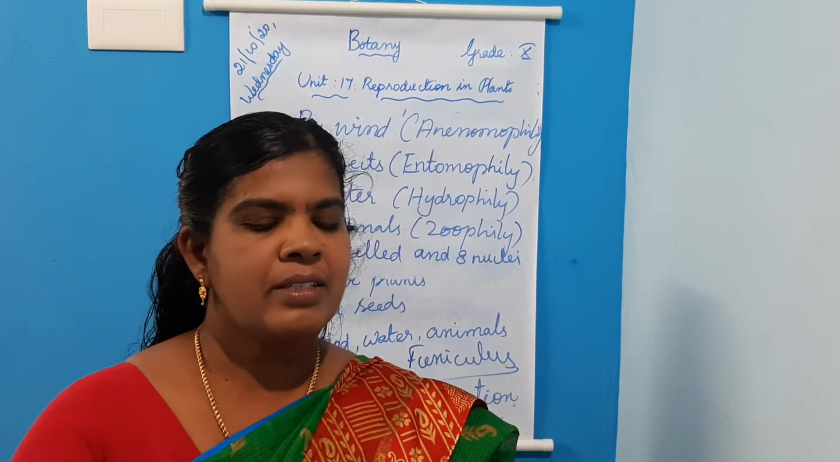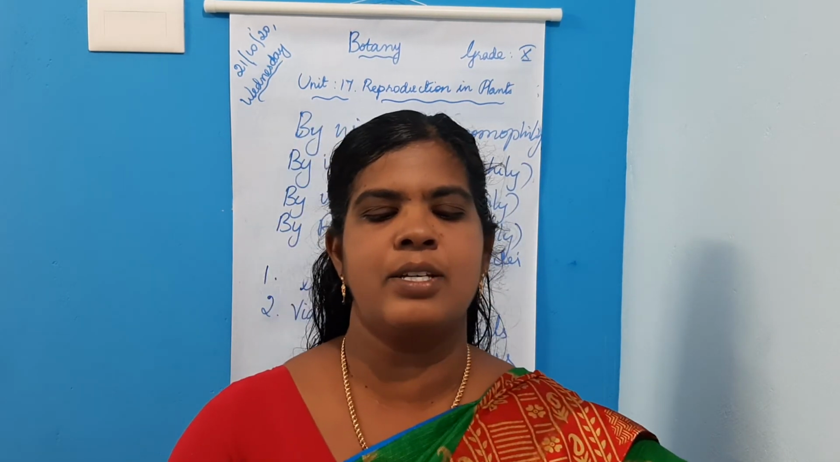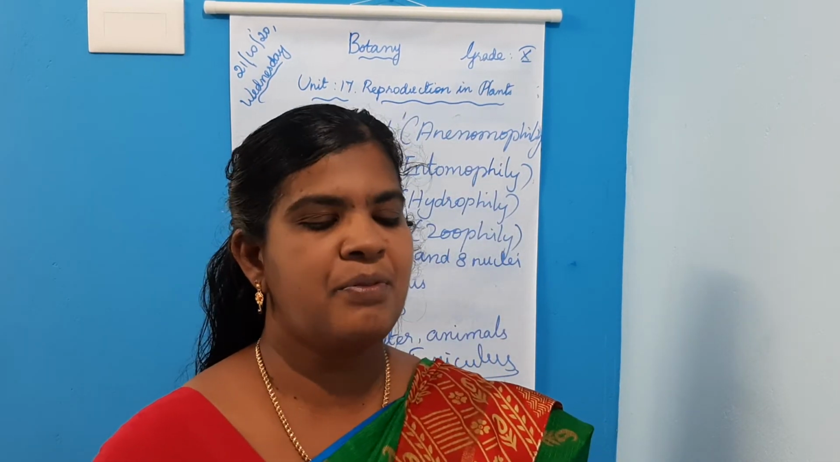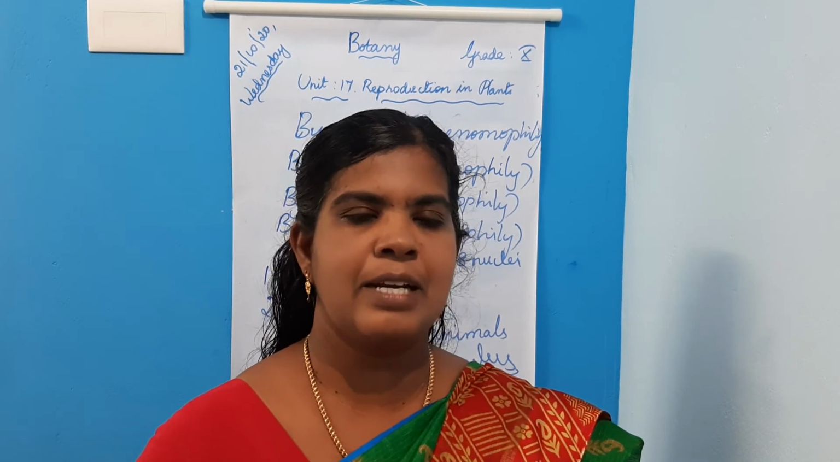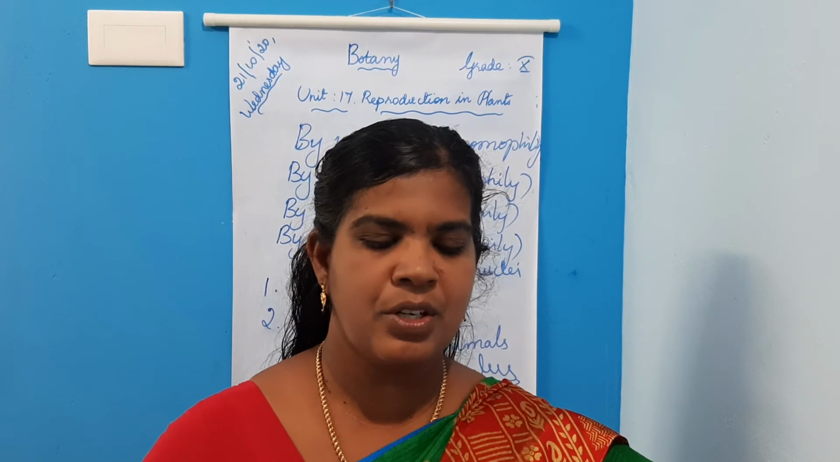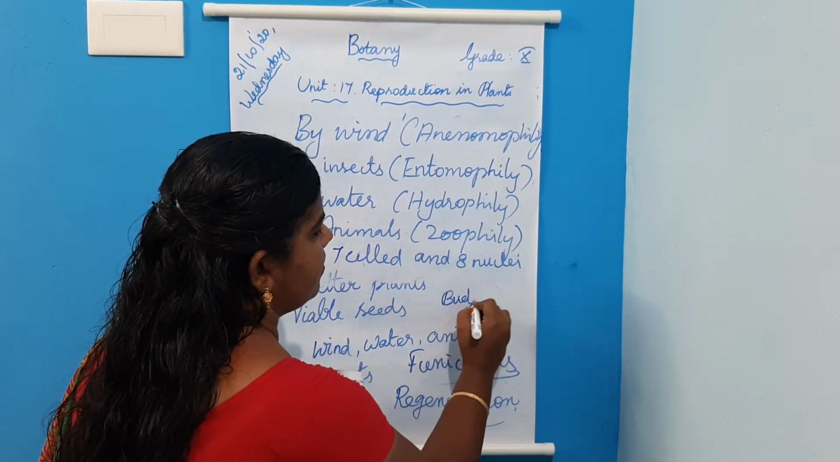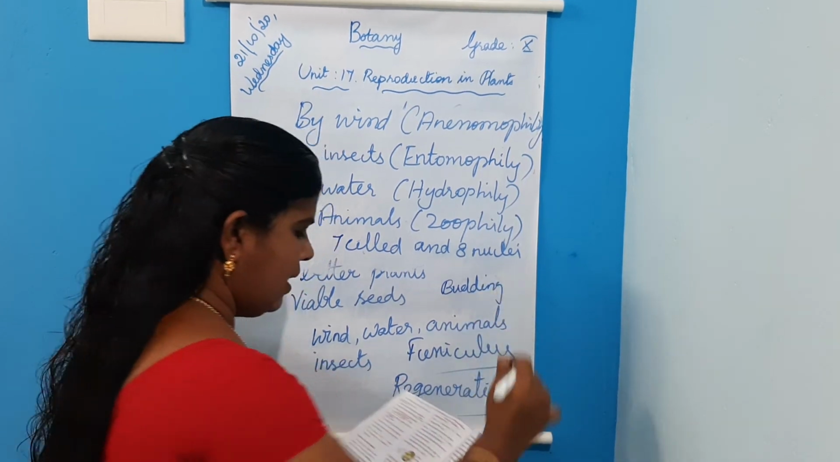Turn to the next page. Third one: yeast reproduces asexually by means of multiple fission. The statement is false. Instead of multiple fission, you have to write budding. Next one, long answer question.